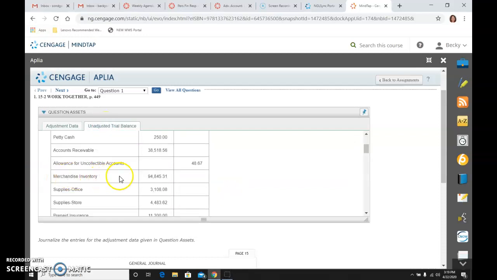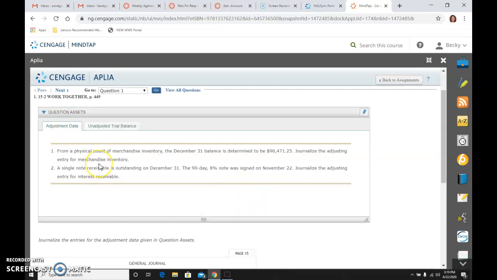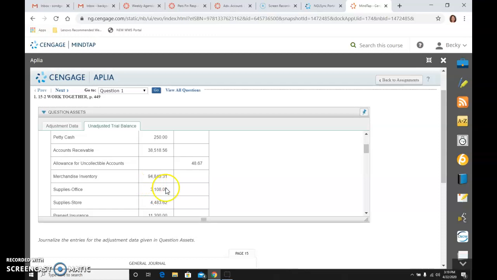So your merchandise inventory account balance is 94,845.31. Our adjustment data says that from a physical count of merchandise inventory, the December 31st balance is determined to be 96,471. And it was, again, 94,845.